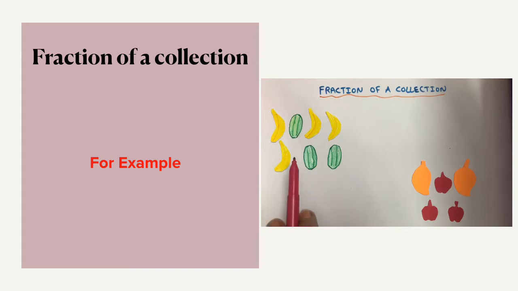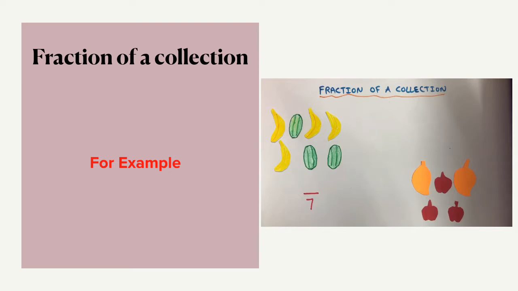Here I have 2 sets of fruits. One collection has bananas and watermelons. Another collection has mangoes and apples. So how to write the fraction for the bananas here? I'll count the total number of fruits in this collection. There are 1, 2, 3, 4, 5, 6, 7. So I will write 7 at the bottom.